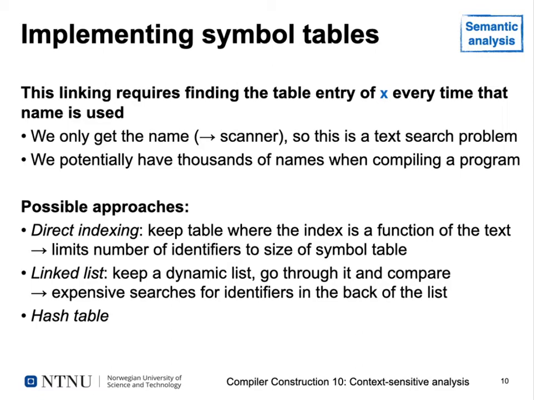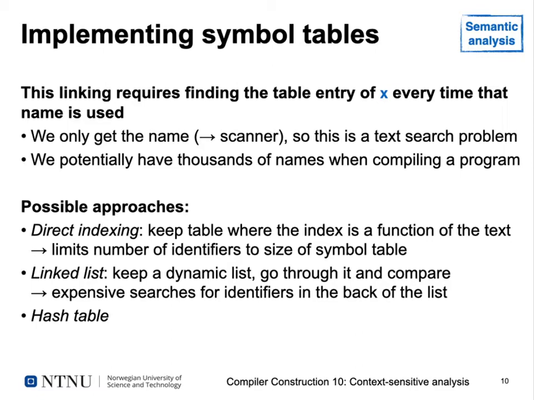From the scanner, we only get the name and the information about the token type, obviously. So this is essentially a text search problem. We need to look in a potentially large table that has thousands of identifiers or thousands of names, and we need to look up our definition and meta information of X every time we compile a program, every time X shows up. Now that's unavoidable, but actually we could try to optimize this.